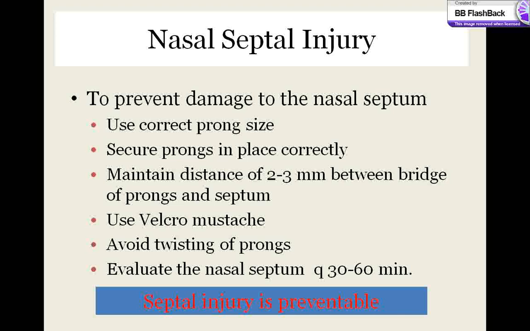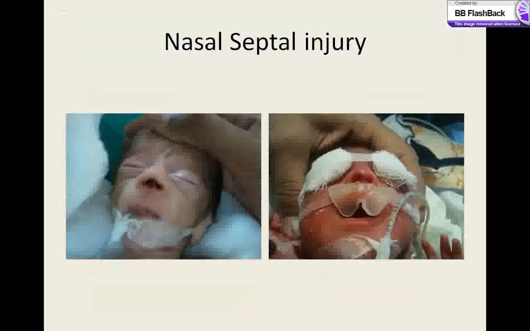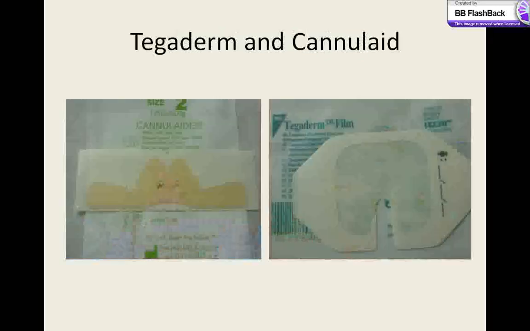A minimum distance between prongs and nasal septum is desired to prevent pressure over delicate area resulting in permanent cosmetic disfigurement. If not monitored properly, septal erosion can leave permanent mark of poor nursing care of a tiny neonate. A special cannulaid is available in various sizes to protect nasal septum from injuries.